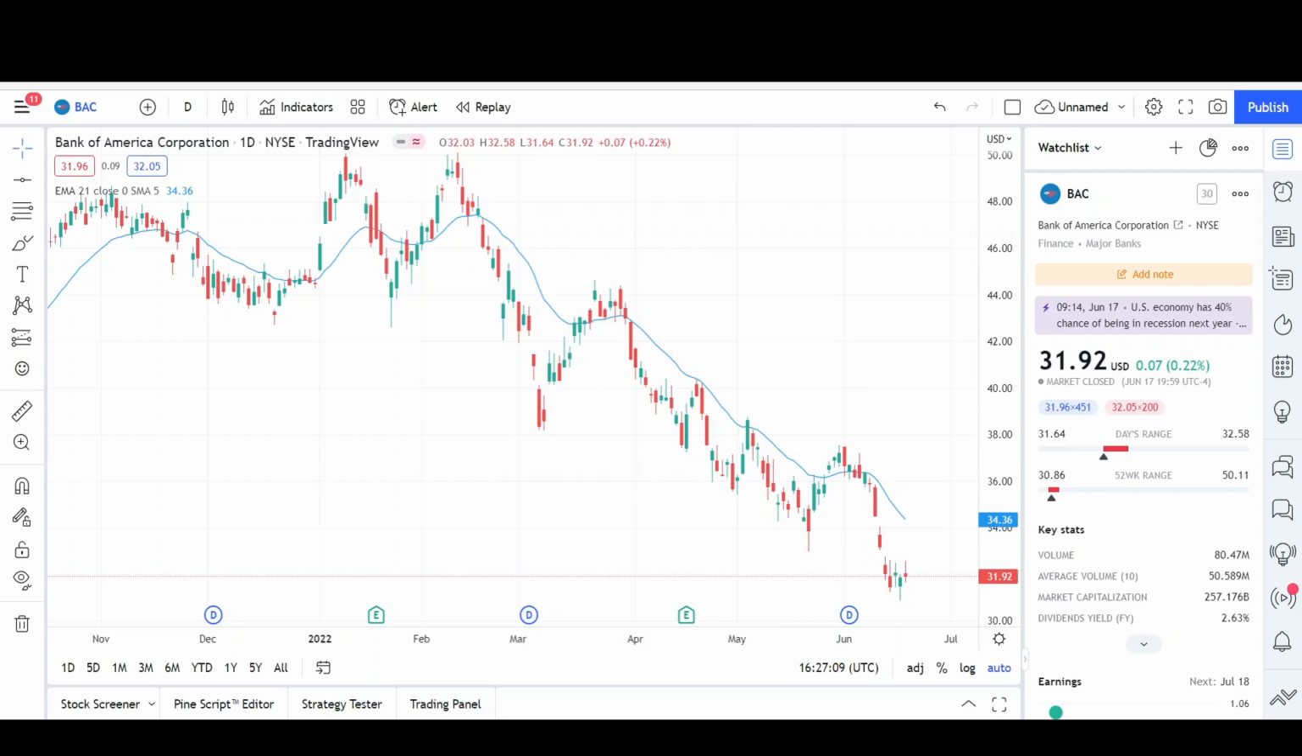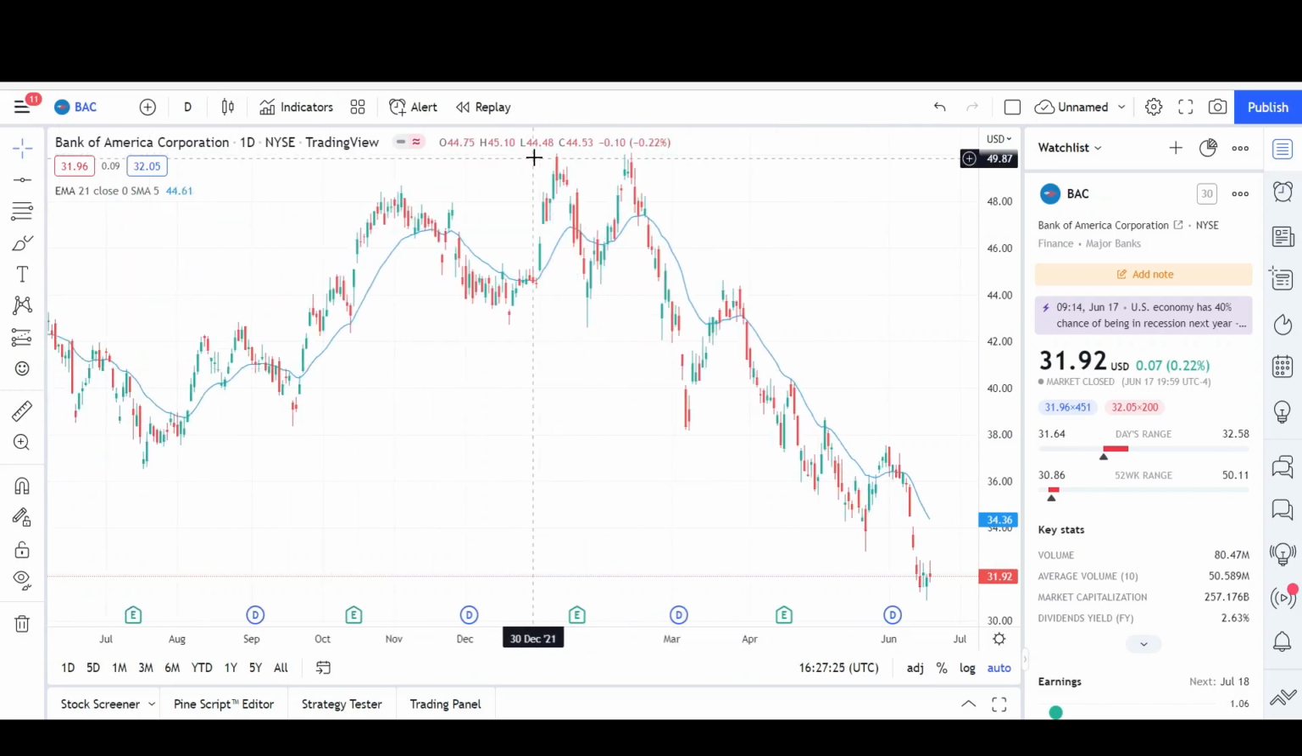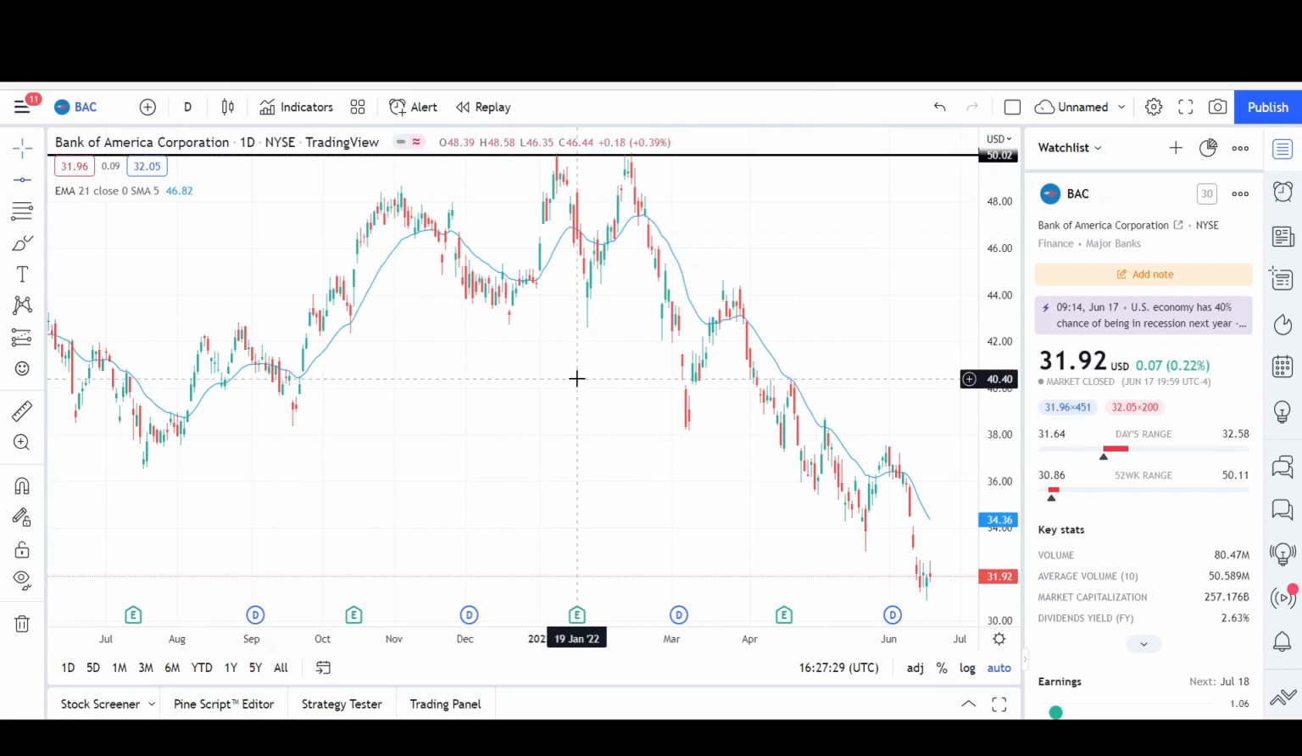I will first go over what I see in the daily chart and finish the video off with the weekly chart. Here we have the daily chart for Bank of America. Looks like we've been selling off harshly since February of this year, right after we made that double top at the $50 psychological whole number.